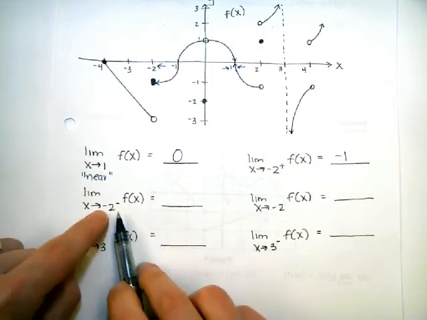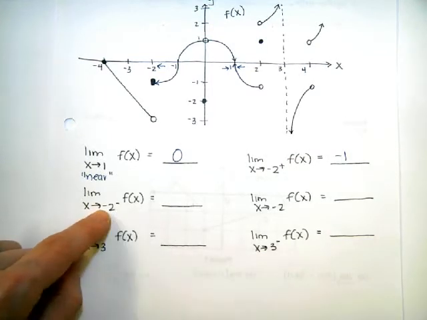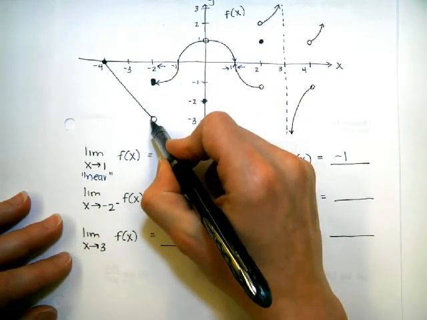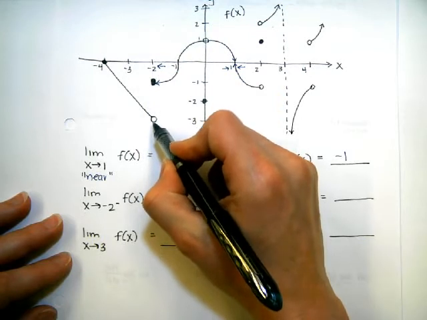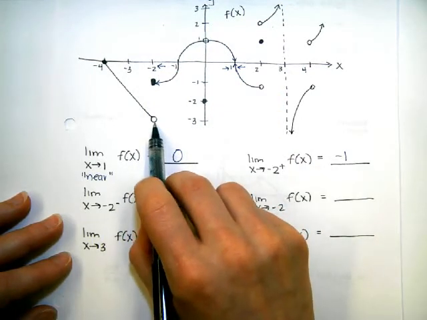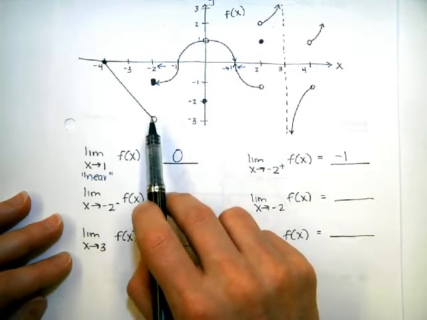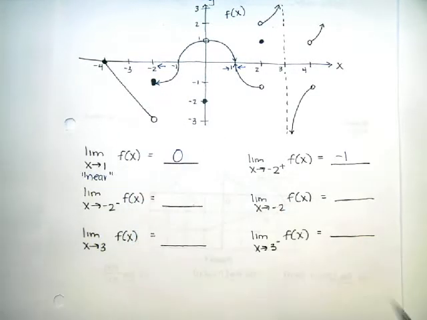All right, how about if we approach -2 from the left? Does not exist? Well, let's see. Are we thinking does not exist because of this open circle? Maybe -3? That's some controversy. Oh, but we got a closed circle here. So here's the question here. Do we care about what's happening at -2? No. We care about what's happening near -2.